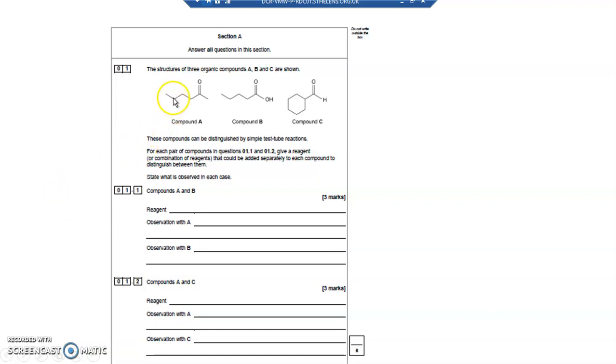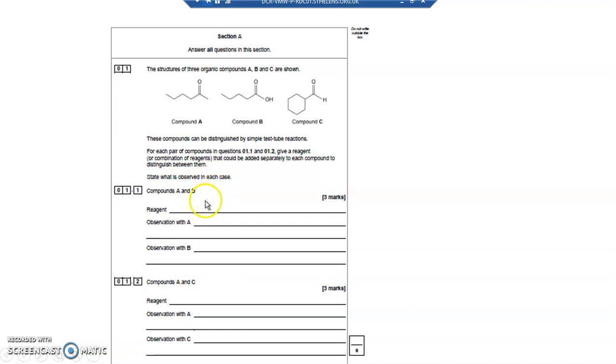So remember, these are skeletal formulas. So at every point here, there's a carbon with some hydrogens as well. So I've got a carbon here with a double bond O, going to another carbon here, I've got a CH3 here. So this is a ketone. Here I've got a carbon with a double bond O and an OH, I've got a carboxylic acid. And here I've got a ring and I've got a carbon with a double bond O and an H. I've got an aldehyde here. So I've got a ketone, a carboxylic acid and an aldehyde.